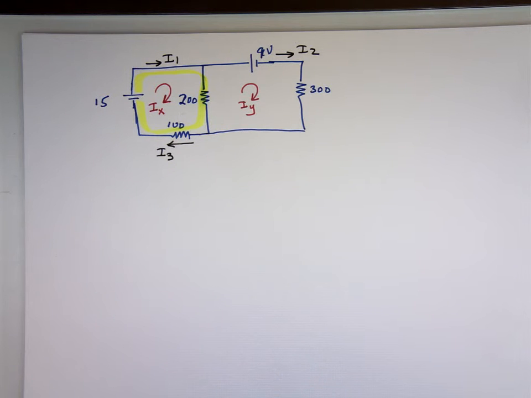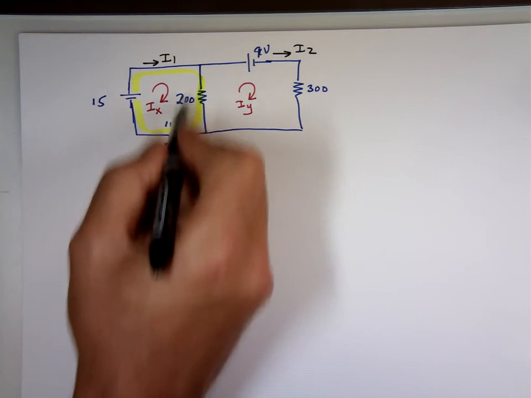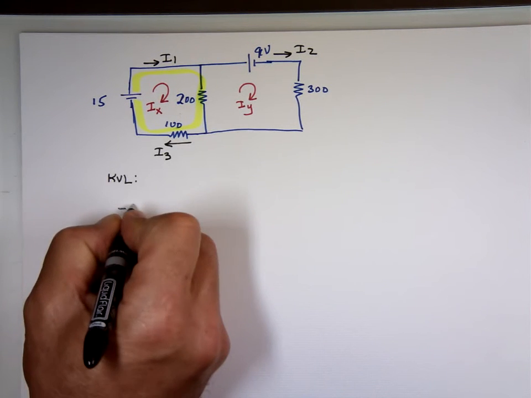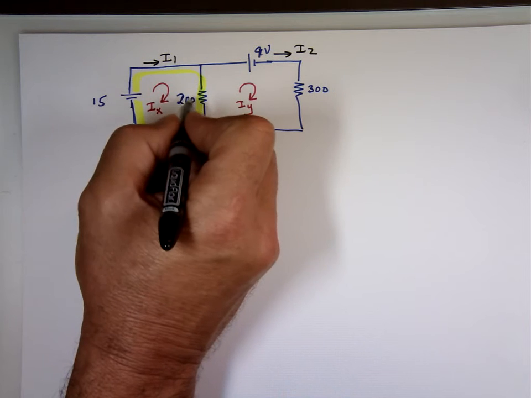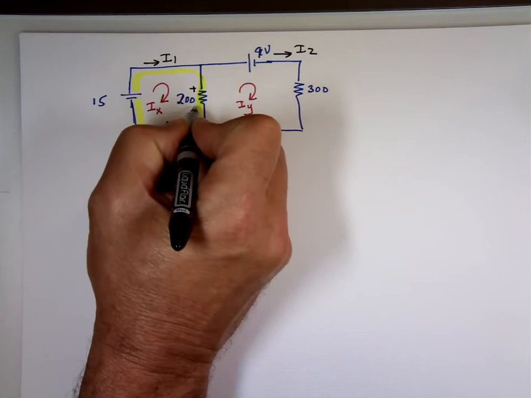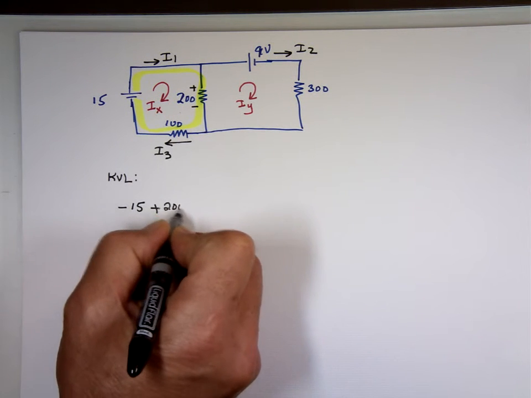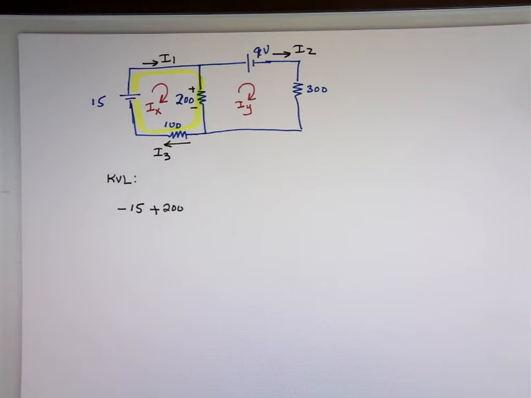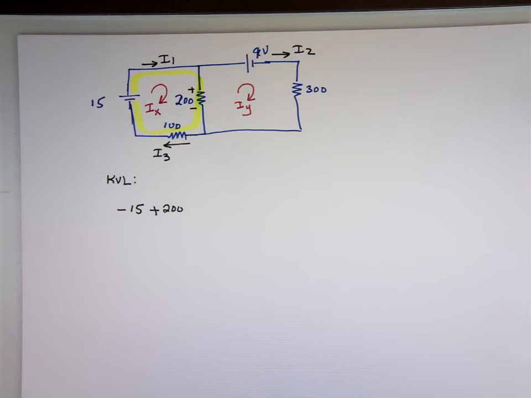Let's do KVL. Sum of the voltage in a closed loop is zero. I'll start with the source. I'm entering the minus here. That's a minus 15. There's nothing on the top, so don't worry about the top. Come down this way. I'm going to enter this plus to minus in that direction. So that'd be a plus 200 times, I'm going plus to minus. That means my current's coming down. What is the current coming down here, through this one? I sub X minus I sub Y.